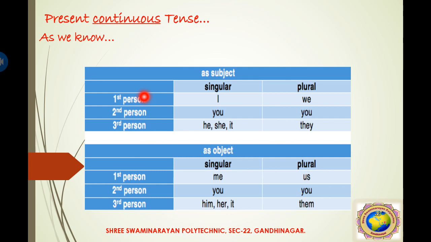First person means the person who speaks. The person who speaks is called the first person. The second person is the person who is being spoken to. This is called the second person. And third person means the one being spoken about. So the singular form for the first person is I and the plural form is we. Second person is you and you. Third person is he, she, it and they. In the same way for the object: me and us, you and you. Third person is him, her, it and them.